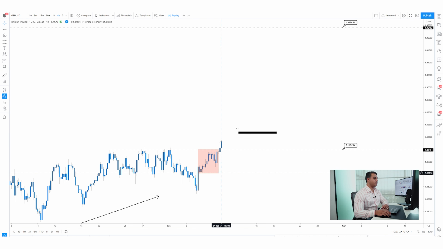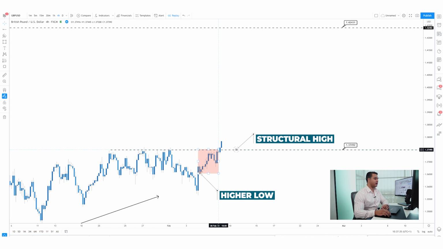Let's say now we're using the box technique. We're also using simple technical analysis here. We identify a higher low and our structural high. We've finally broken above it, which means there's a higher chance price is going to continue up, and we want to take an entry. Now, let's say we take an entry here.